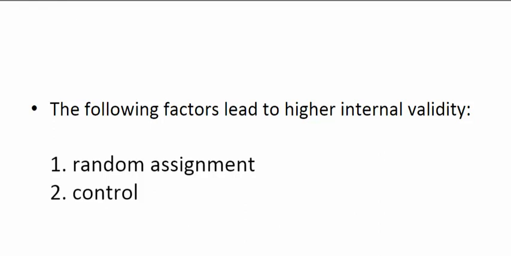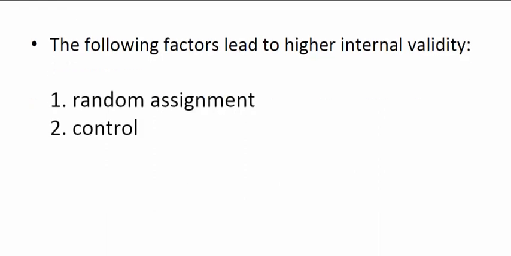It can't be the time of day. I tested them at the same time of day. It can't be the noise of the room that caused one group to do better than the other, because I ensured that they're tested at the same noise level. It can't be caffeine intake, because I've ensured that they have equal caffeine intake. So that's why random assignment and control lead to higher internal validity.